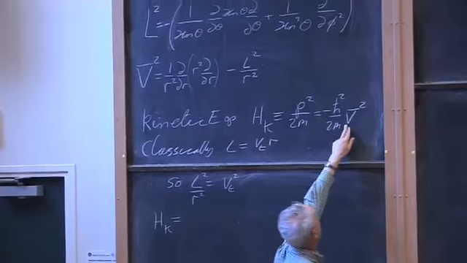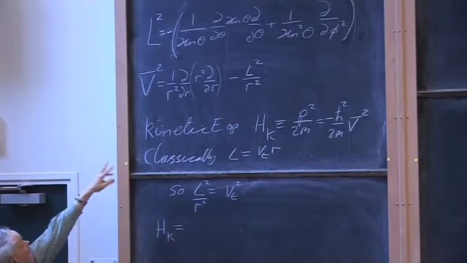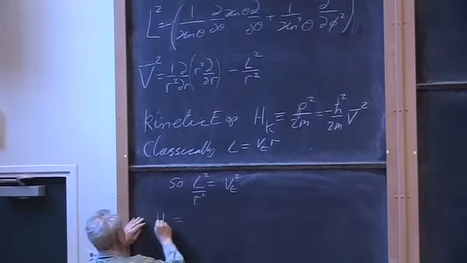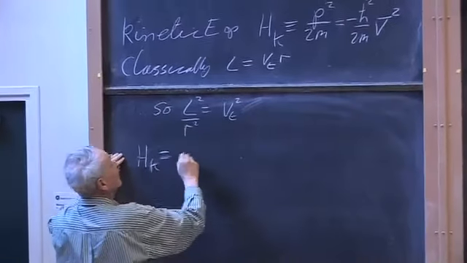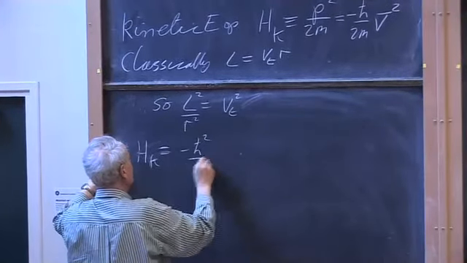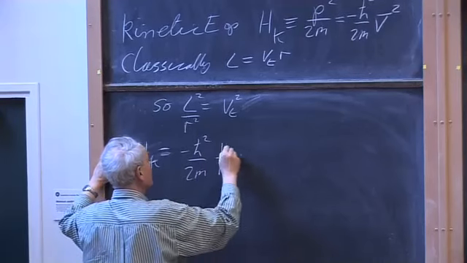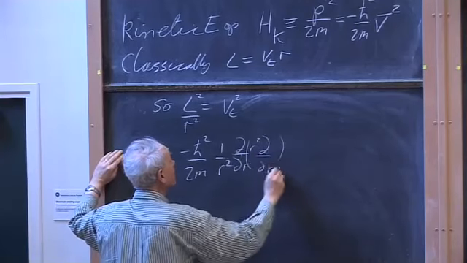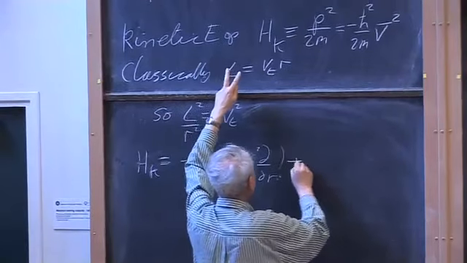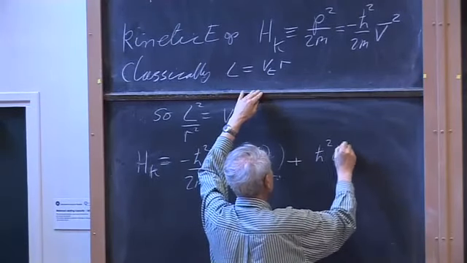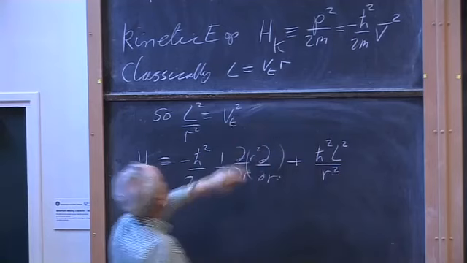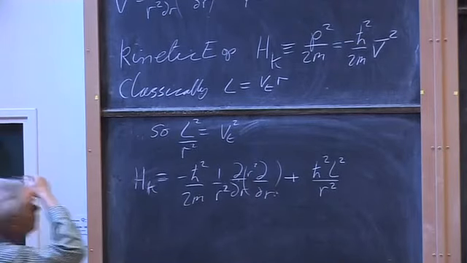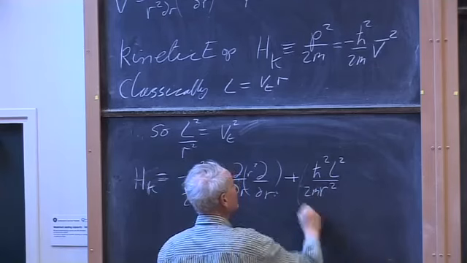That this nabla squared can be written in terms of some radial derivative plus, so we could say that H k is equal to some radial part, minus h bar squared over 2m, 1 over r squared d by dr r squared d by dr. And then we're going to have plus h bar squared L squared over r squared, I think, just by substituting into there, over 2m. And what's this going to be?